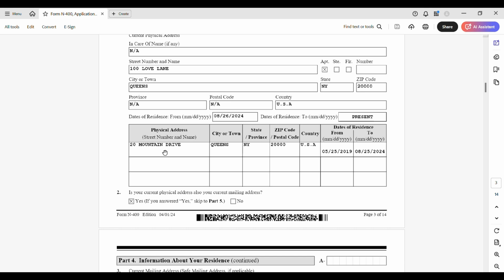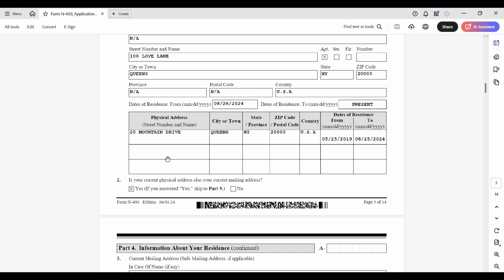So we see that the applicant was living at this address from May 25th, 2019 to August 25th, 2024. So this period here covers the 3-year period that we are looking for. So that would be sufficient. In that case, we would not need to fill out any more spaces. So we could always put not applicable in these boxes. We could either type it or write it in with a black ink pen after the form is printed.